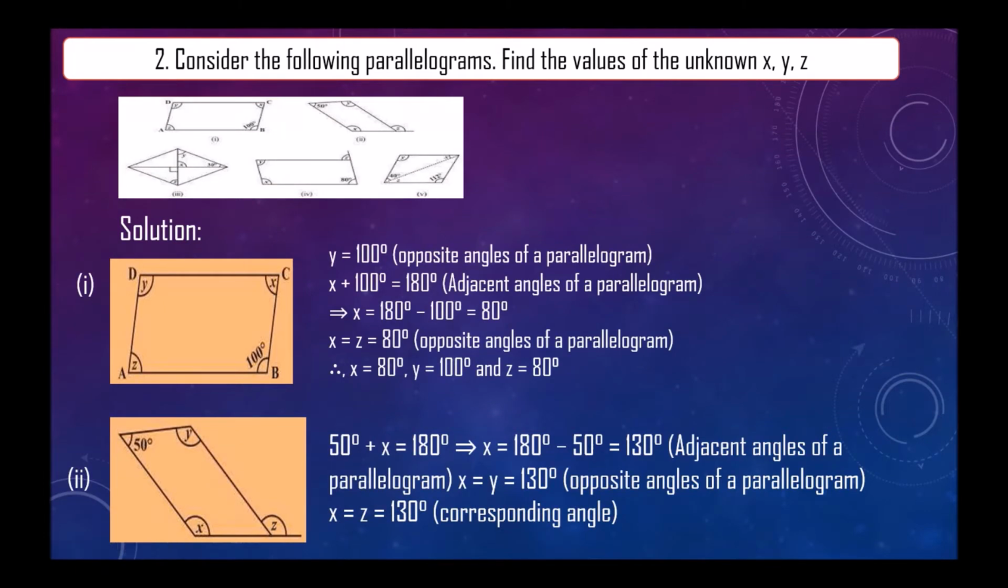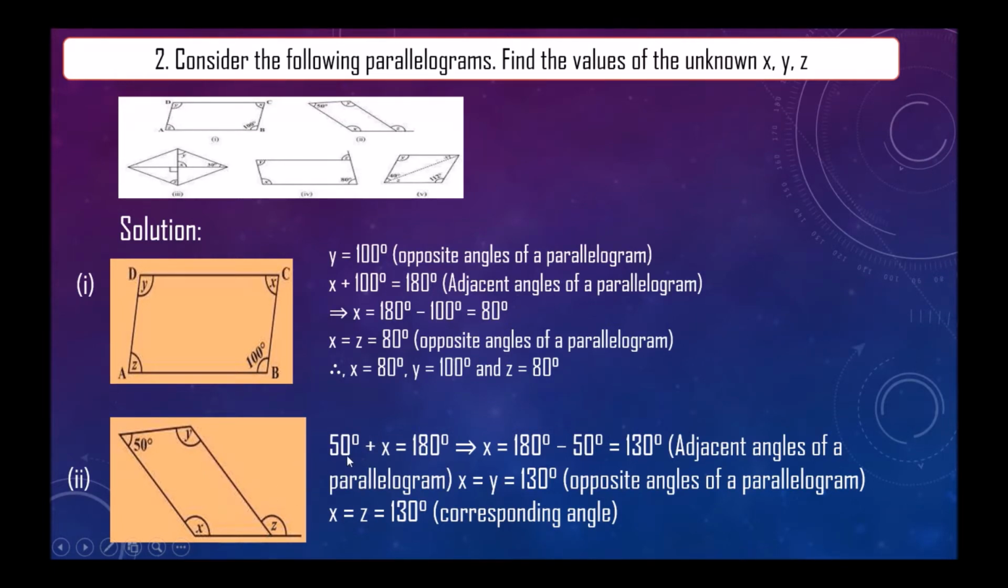Second, consider the following parallelograms. Find the values of the unknowns x, y, z. So first one: y equals 100 because opposite angles of a parallelogram are equal. So x plus 100 equals 180 degrees, that is adjacent angles of a parallelogram. So x equals 80 degrees. x equals z equals 80 degrees because opposite angles of a parallelogram are equal. So x equals 80 degrees, y equals 100 degrees and z equals 80 degrees.